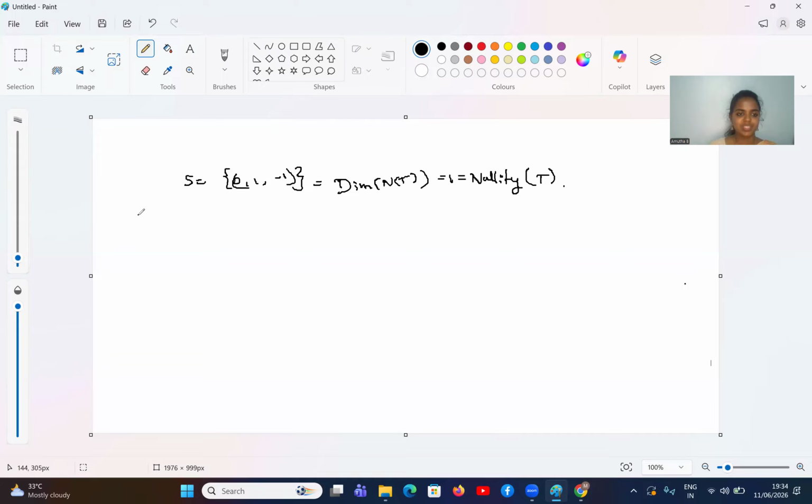Now, I am going to discuss one theorem, which is the dimension theorem. It is a very important theorem. This theorem is called the dimension theorem, and it is also known as the rank nullity theorem. The proof of this theorem is also important, but I am just writing the statement here.